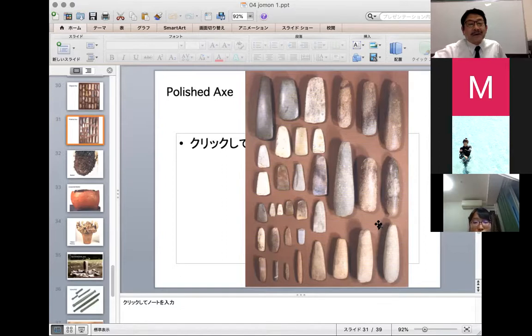And when you find polished axes from Jomon sites, almost all are like this, entirely polished beautifully. And that means they had time, they had enough energy to do this. They had so much spare time and spare energy. And that's one of the representations of Jomon culture. Yeah, because of the environmental change.